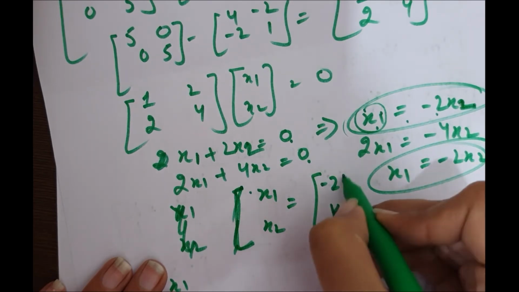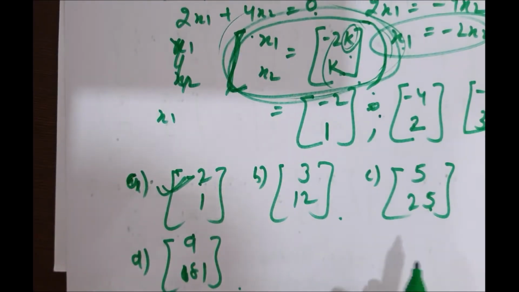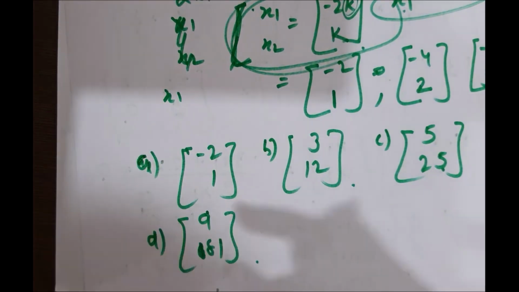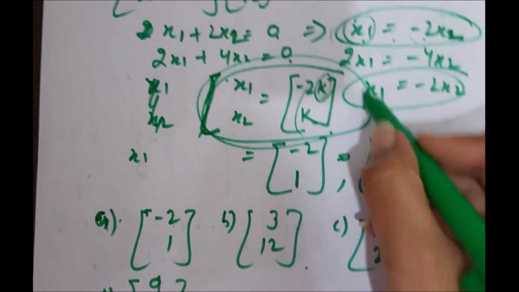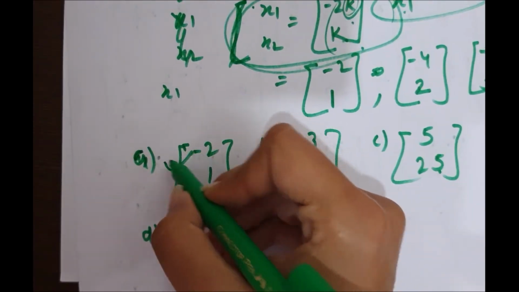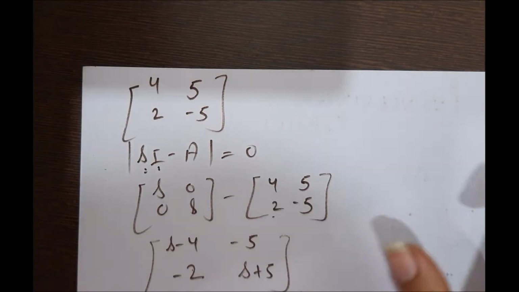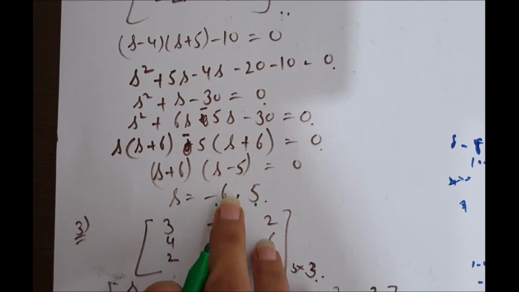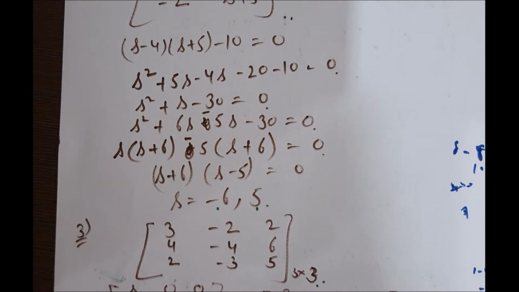In MCQs you will get this type of options. So from these options you have to find the option that satisfies this equation. So in this case only this satisfies the equation. In the second question, for the eigenvalues of this matrix you get eigenvalues minus 6 and 5. Let's see its eigenvectors.